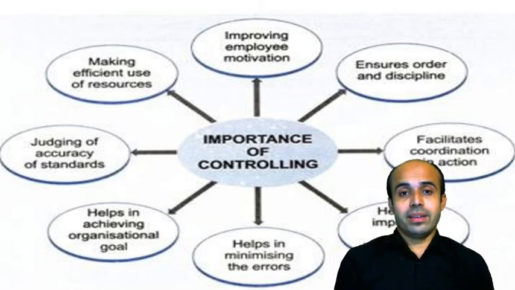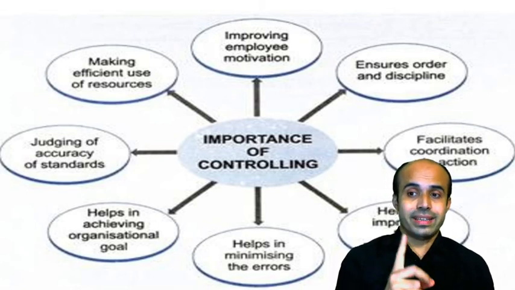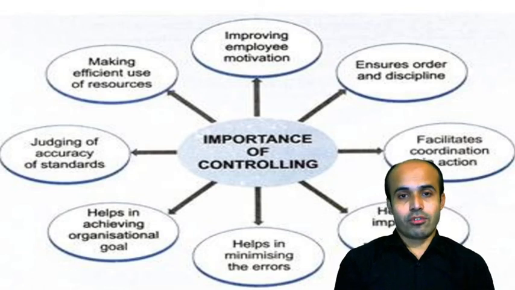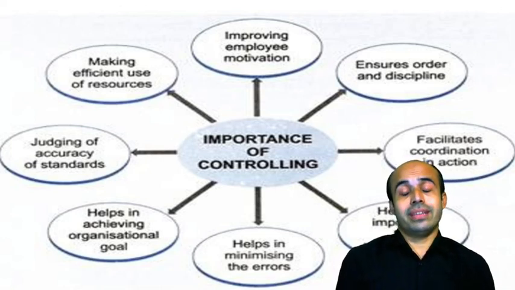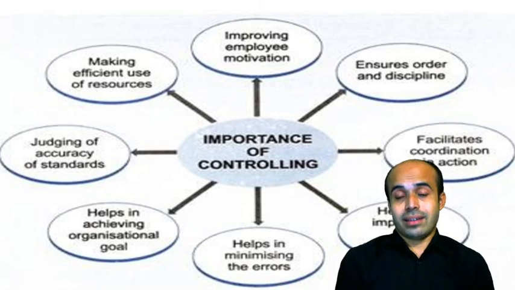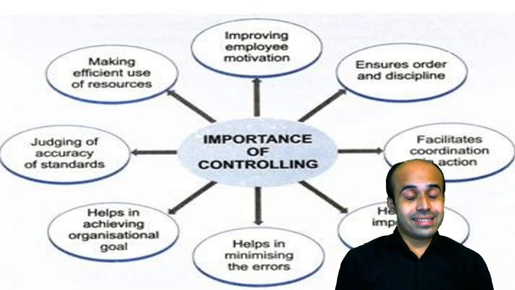Today we have already discussed three points. One is what is controlling, second is the features of controlling, what features we can find in a controlling system, and what the importance is of the controlling process. These three topics we have discussed as the revision class. I hope you have understood the three points clearly.